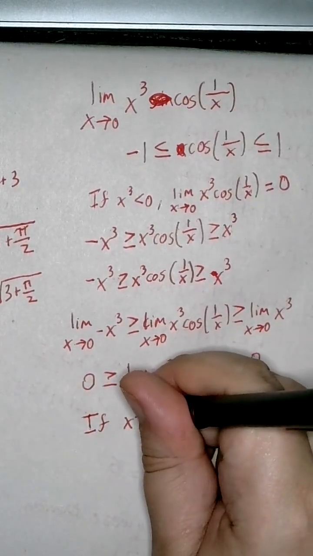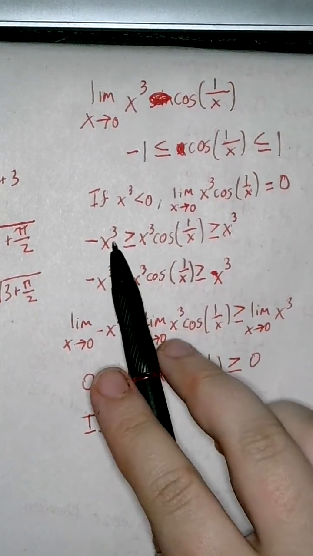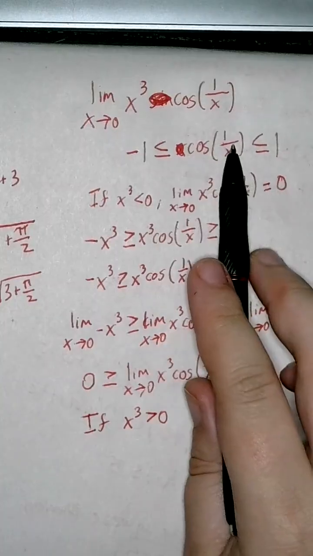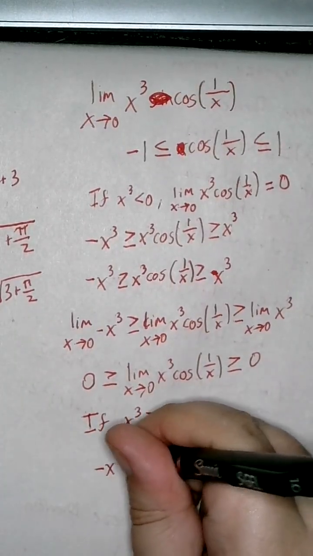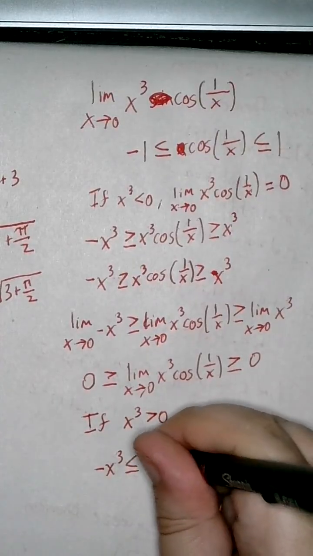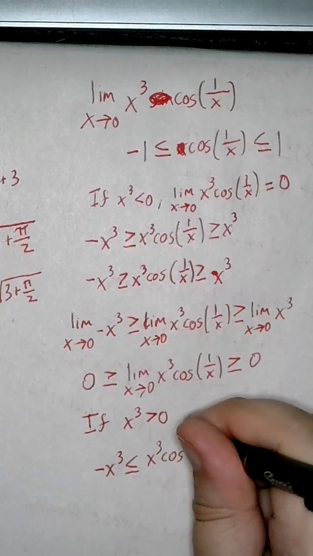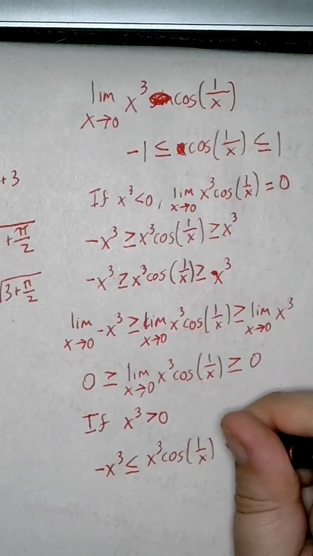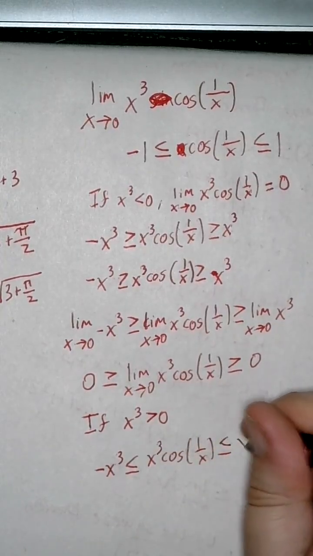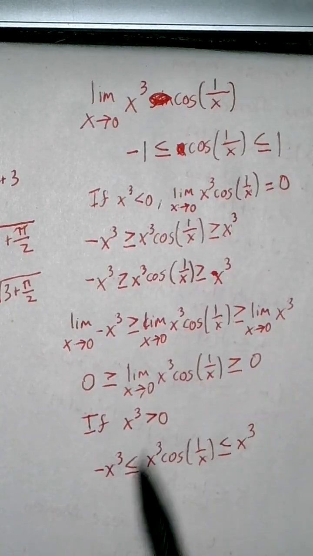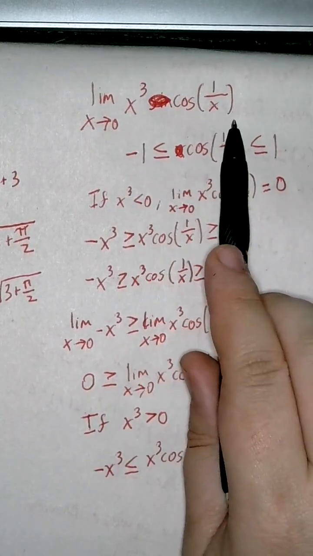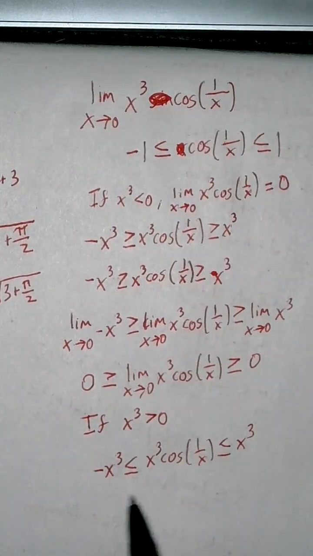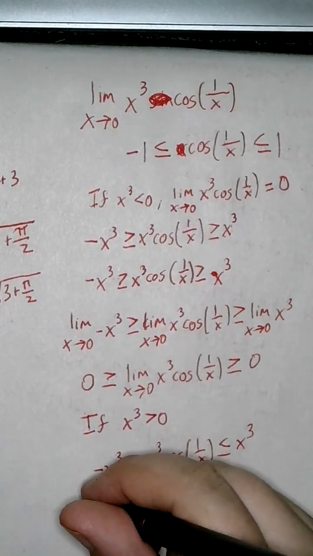If x cubed is greater than 0, then I don't have to flip these signs. So therefore, I have negative x cubed is less than or equal to x cubed times cosine of 1 over x, which is less than or equal to x cubed. And just like before, because this matches this, then I can find the limits of the inequality.